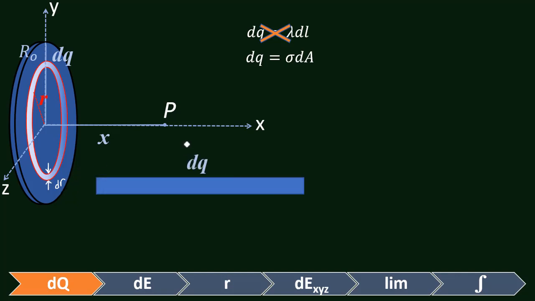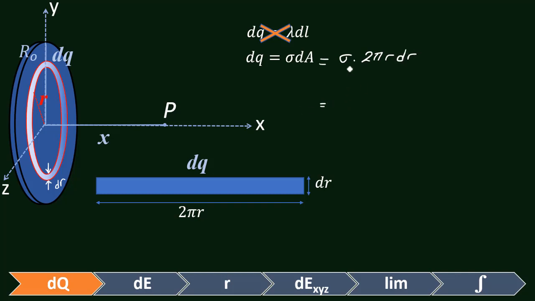How do we define the area of a ring? Well, if we cut it open, it would form a rectangle. One side of this rectangle would be 2 pi r, and the other side of the rectangle would be the thickness of this ring, dr. So we can rewrite our dq as sigma times dA, the small area of this rectangle, which is 2 pi r dr.